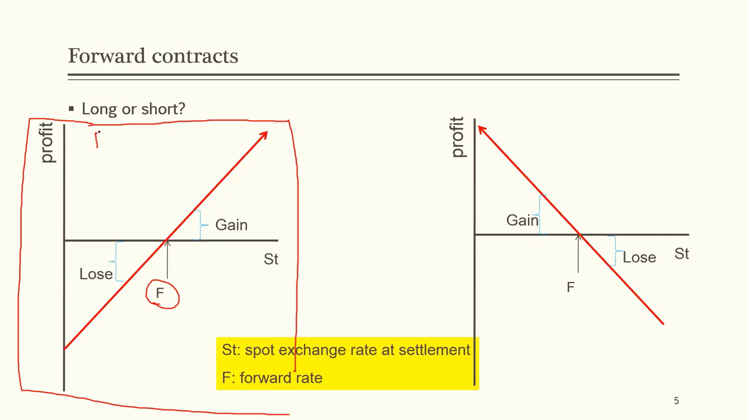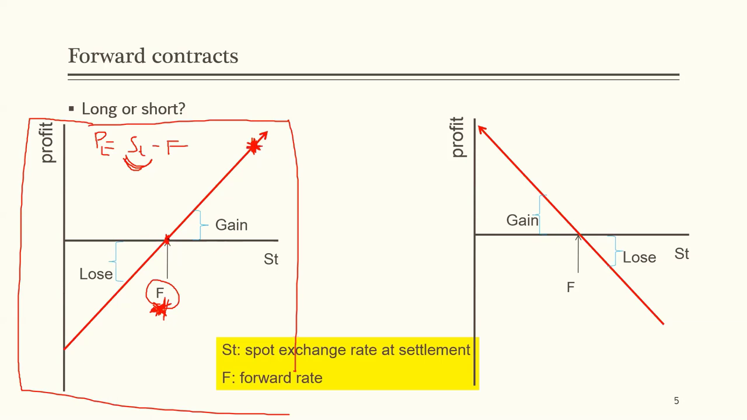Here, every time the market price increases, I make a gain. But when the market price decreases below my forward rate, I make a loss. Am I long or am I short? On the left-hand side, I'm looking at a long forward position. In this case, I agree to buy the foreign currency at the rate of F, the price that I agree to buy at for a future delivery. ST is the spot price for the same currency in the future. When the future market price is very high, other people in the market without a forward contract will be buying the currency at a higher price.